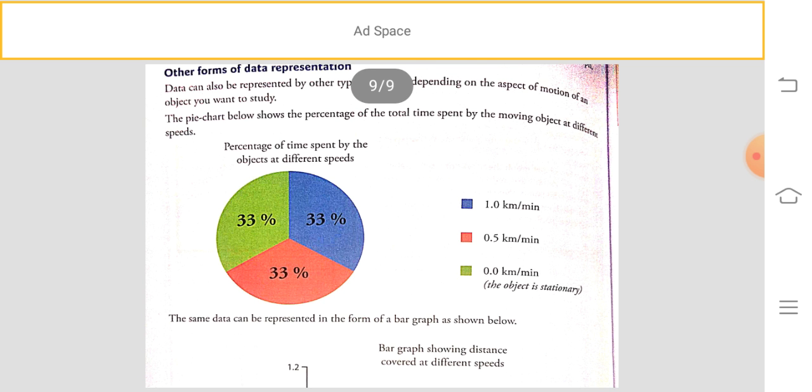So there are three modes by which we can represent the distance traveled by the object in a particular time. First is the bar graph, second is the pie chart, third is the histogram, but you need not study the histogram right now, but it is given in your book. So just remember three ways we can represent. First is pie chart, second is bar graph, and third is histogram.